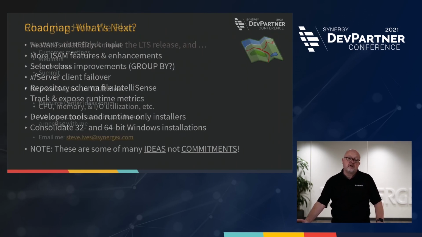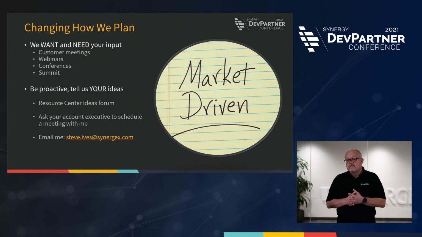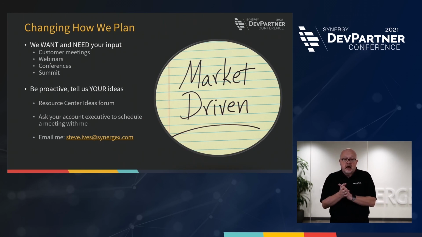But we're very much looking for your feedback on some of this stuff as well. Here's my final slide, just re-emphasizing that. As well as changing how we develop products with our agile transformation that we've almost completed at this point, and changing how we release our products, we're also trying to change how we plan for our new products. And we want and need your input.